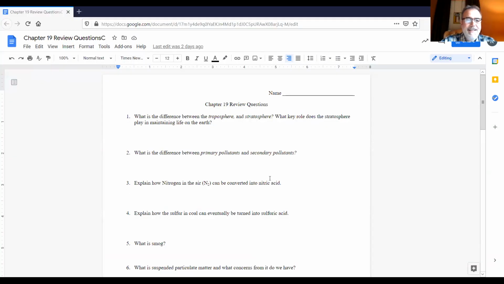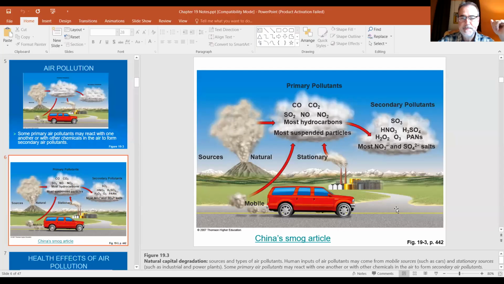All right. Number two, what is the difference between a primary and a secondary pollutant? Well, like you can probably determine, primary comes first and secondary comes after that. So let's take a look at this graphic right here. So primary pollutants, you can see them here, and secondary pollutants over here.